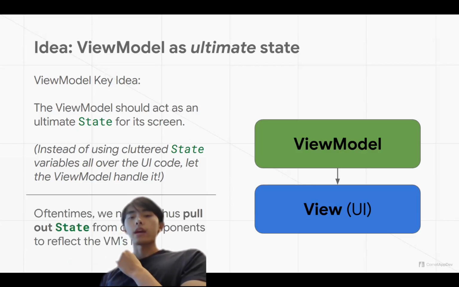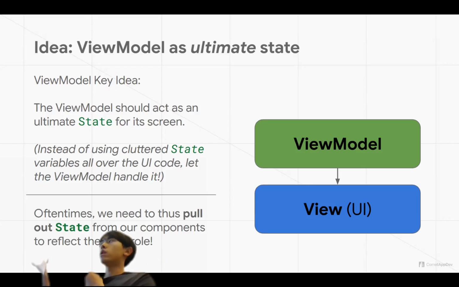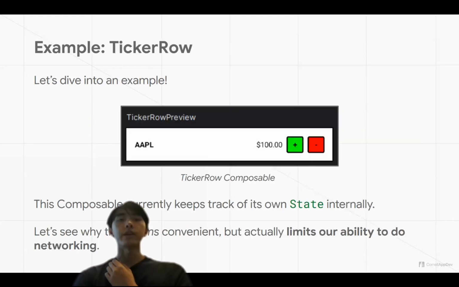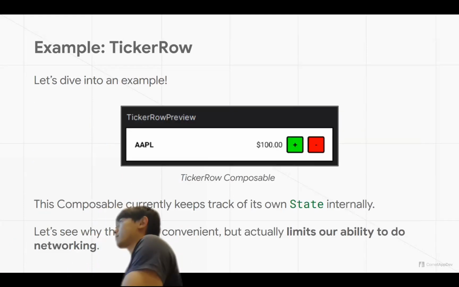And in order to allow our view to be state free, to basically take out all of those state variables, you need to sometimes pull out state from our components and allow the view model to handle state for us. So we can get into an example of what that might look like. So I take this component, for example.